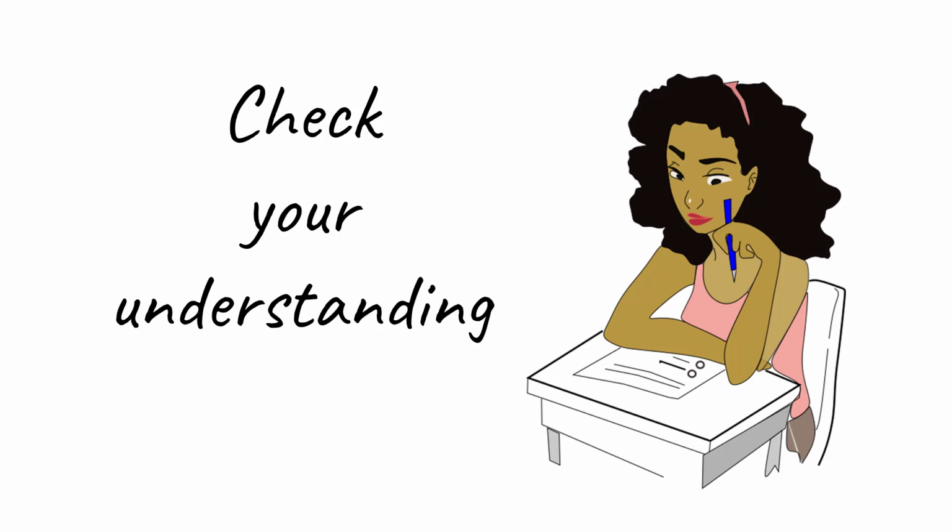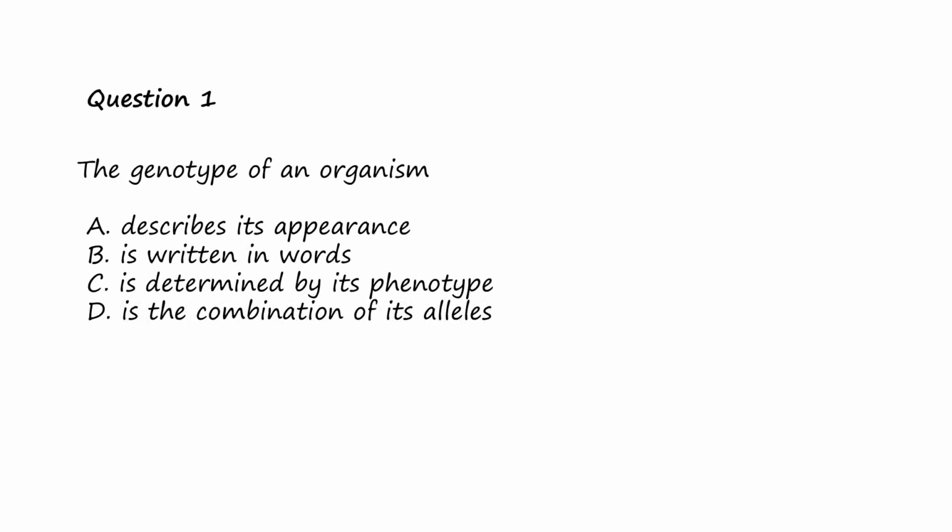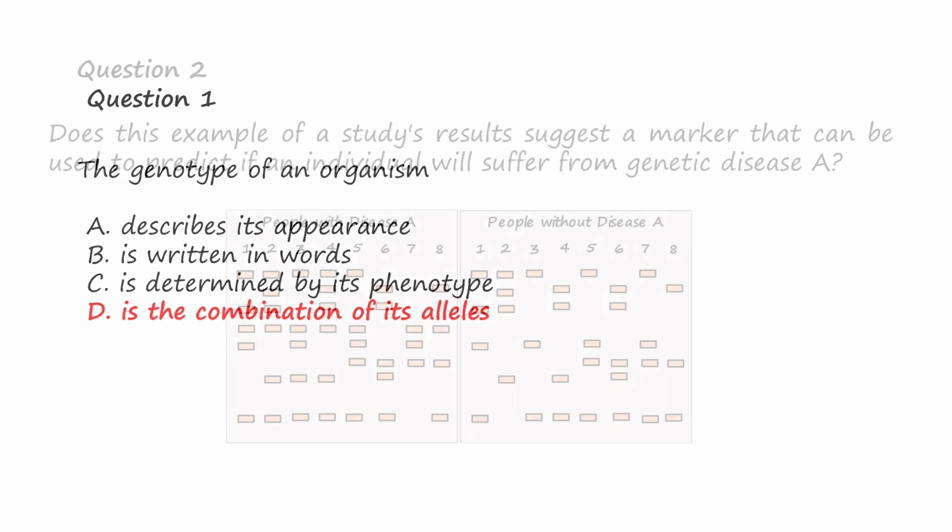Now let's check our understanding of genotyping with a few questions. You may pause the video while you think about your answer. Question 1. The genotype of an organism, A, describes its appearance, B, is written in words, C, is determined by its phenotype, D, is the combination of its alleles. The answer to this question is D, which is the combination of alleles at a locus.